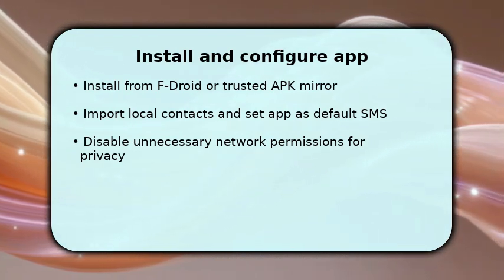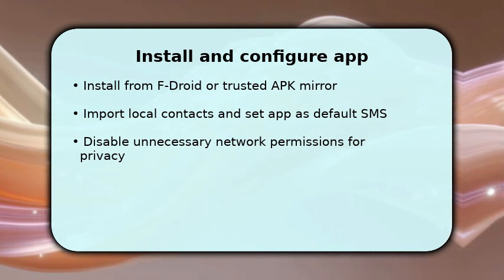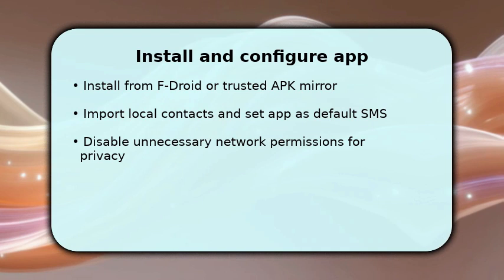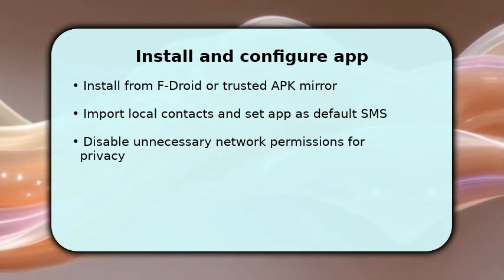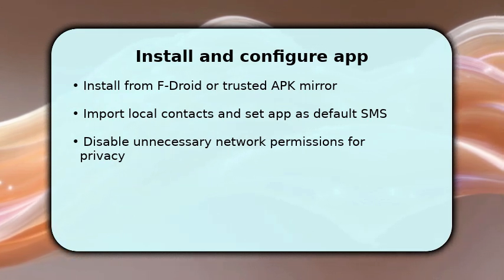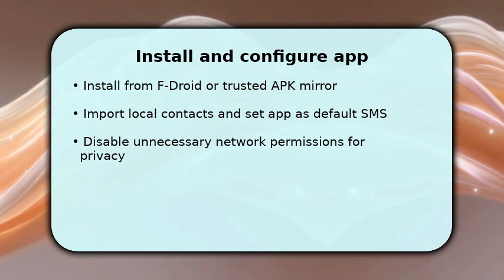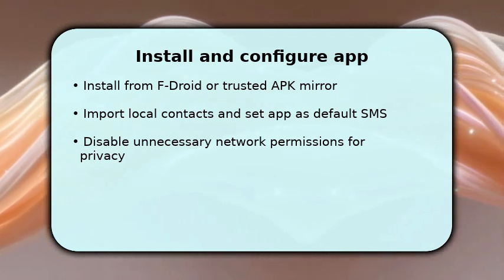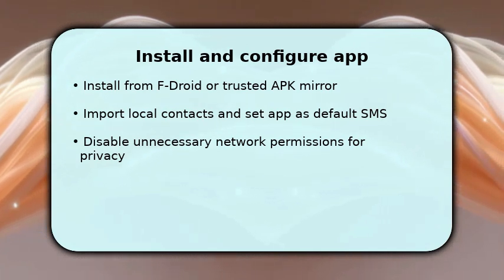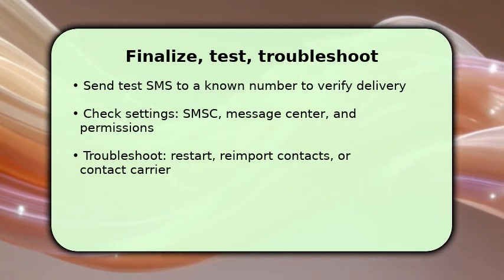When you open the app, import your VCF or SIM contacts, then set the app as the default SMS handler so messages route correctly. Make sure to review permissions and disable network access if you want pure SMS-only behavior, otherwise allow carrier messaging. If you plan to use end-to-end texting like Signal, register using your number and follow the in-app verification steps. Finish by sending a test message to a friend or a second device to confirm sending and receiving work.